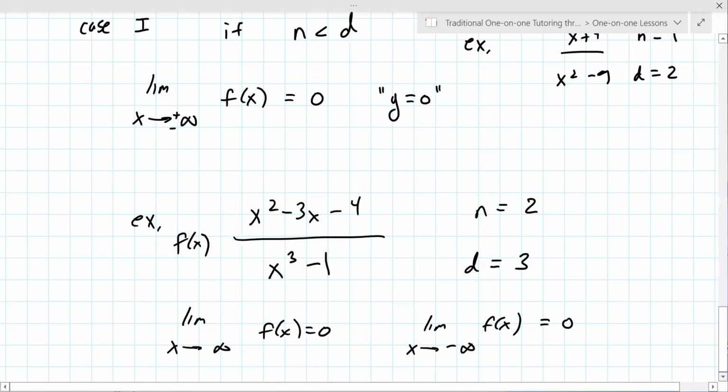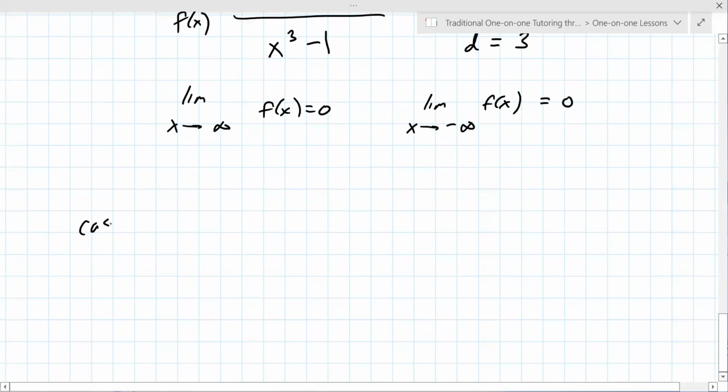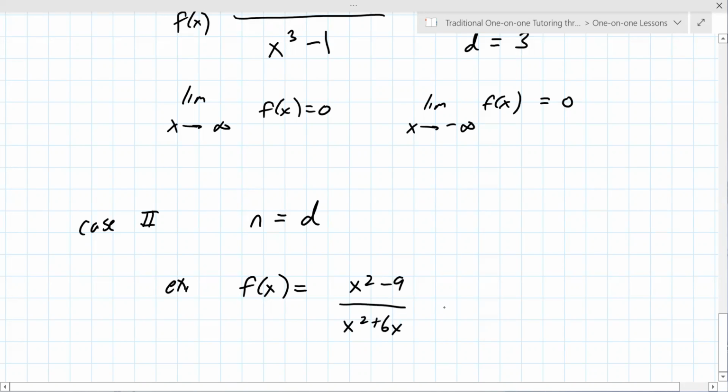Let's see here. So now let's go to case 2. Case 2 is when the degree of the numerator equals the degree of the denominator. Let's look at an example, because it's like, what does that even mean? Let's say it's x squared minus 9 over x squared plus 6x plus 5. The degree of the numerator is 2 because of this exponent. It's always the exponent. The degree of the denominator is also 2.